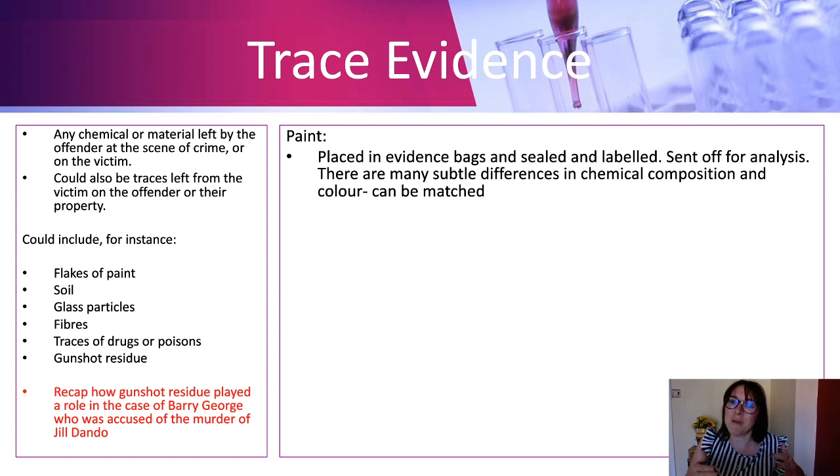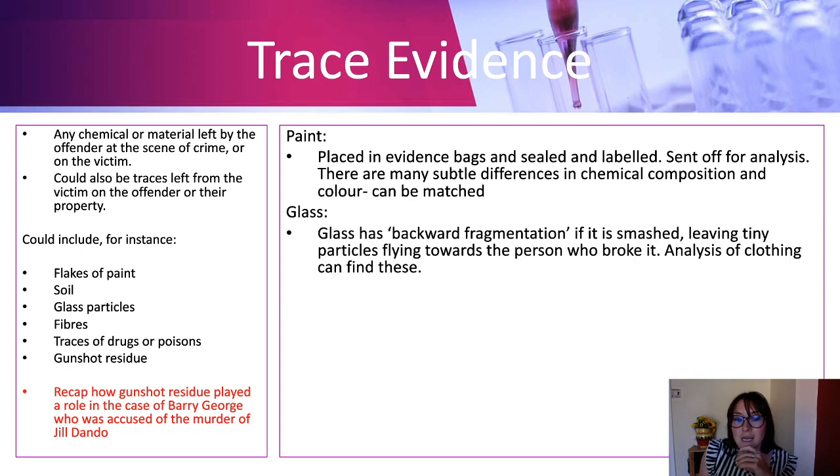And B&Q actually keep a database of all of those colours, and so they could then trace it potentially to the people that have had that colour made. Glass. Glass has backward fragmentation if it is smashed, leaving tiny particles flying towards the person who broke it. Analysis of clothing can find these.